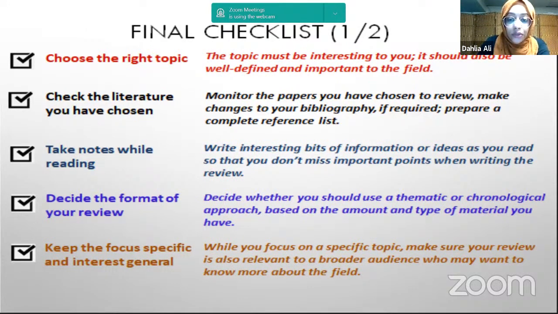Decide the format of your review. Decide whether you should use a thematic or chronological approach, as we mentioned earlier, based on the amount and the type of material you have. And then keep the focus specific and the interest general. While you focus on a specific topic, make sure your review is also relevant to a broader audience who may want to know about the field.